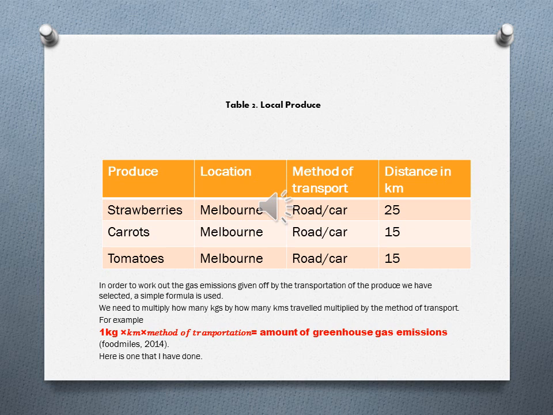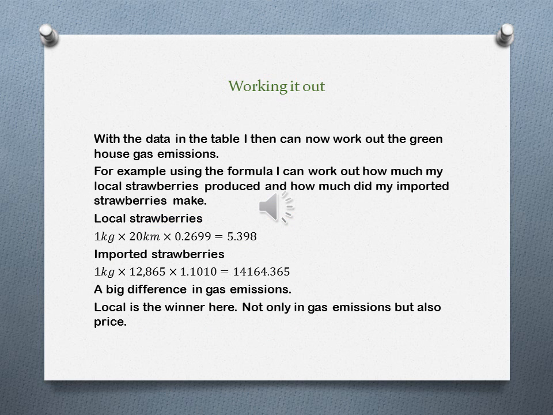In order to work out the gas emissions, we need to use a simple formula. For example, 1 kilogram multiplied by the kilometres travelled multiplied by the method of transportation will give us the amount of greenhouse gas emissions. Using the data from the tables, I can now work out my greenhouse gas emissions.